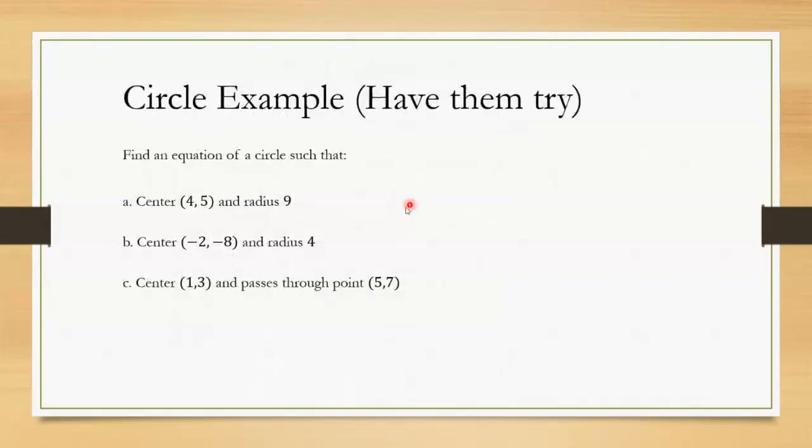All right, so here's another example. Let's go through them together. I wrote have them try, but why don't we go through some of these together? For the first one, we want a circle whose center is 4, 5, and the radius is 9. So the center is 4, 5, and the radius, we want it to be 9.